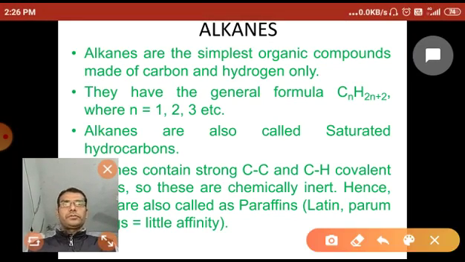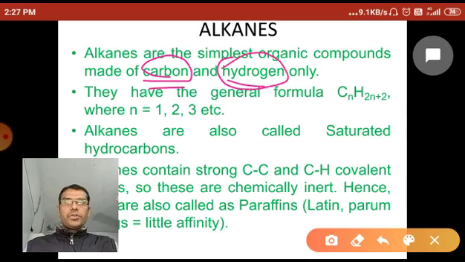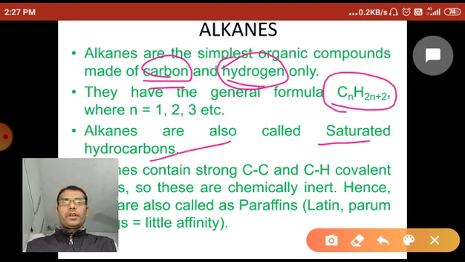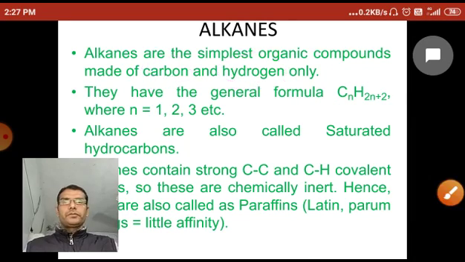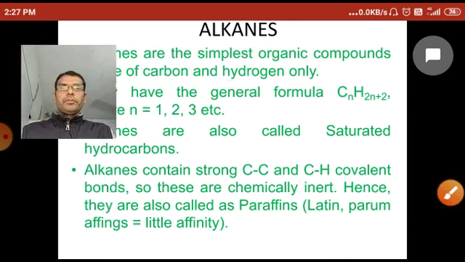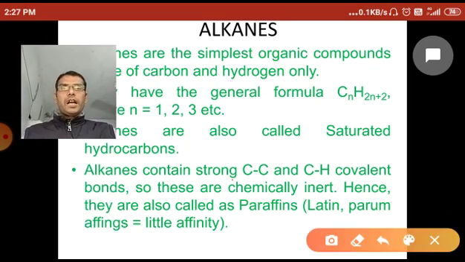Now, alkanes. Alkane is the simplest organic compound, made up of only carbon and hydrogen, nothing else. So it is a type of hydrocarbon, a saturated hydrocarbon. The general formula of the alkane is CnH2n+2. Alkane is also called a saturated hydrocarbon because of the single covalent bond present between carbon and carbon, and carbon and hydrogen.